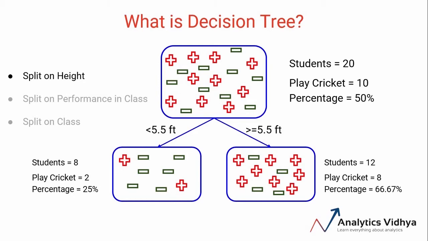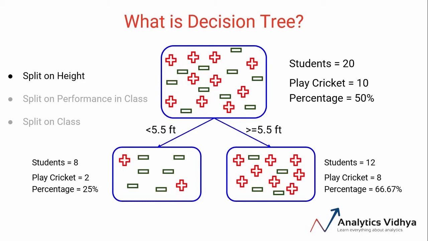At a broad level, the teacher is more confident while selecting students from these two groups and saying that they will play cricket or not compared to our original population. With me so far? But what do you think? Out of the given 3 variables, is height the right one, and why 5.5 feet? Could it be 6 feet or something else as well? Well, let's first try with another variable.